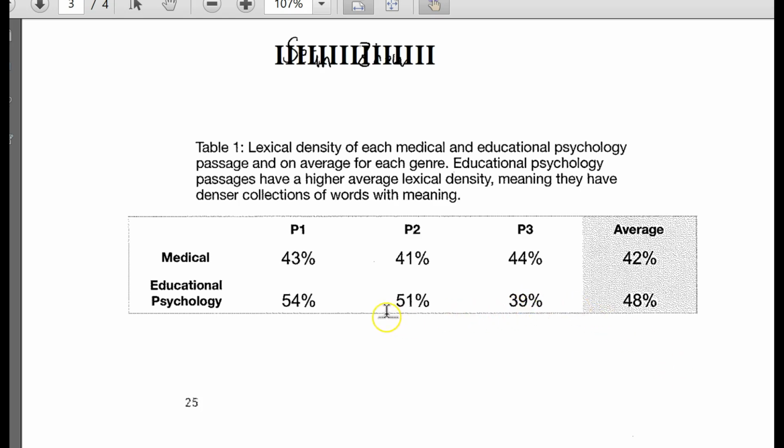If I were going to talk about this wide range, that's kind of a big difference. This one kind of stands out as being lower than the other educational psychology ones. So if I were going to talk about this particular article, then I would break it down in the table. If I'm not going to talk about it, then I would just report the average here.